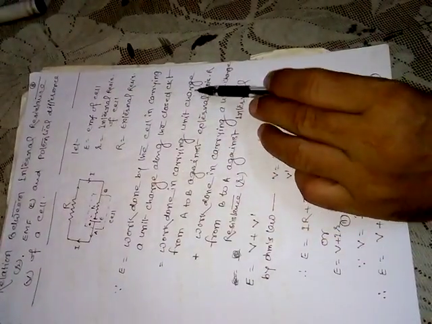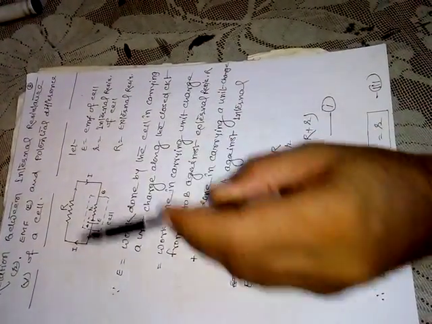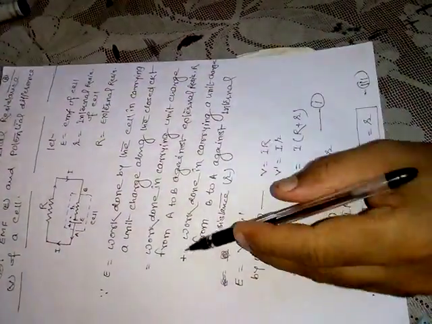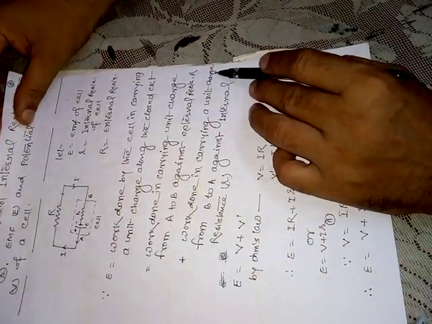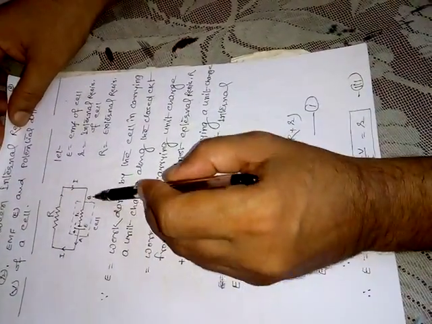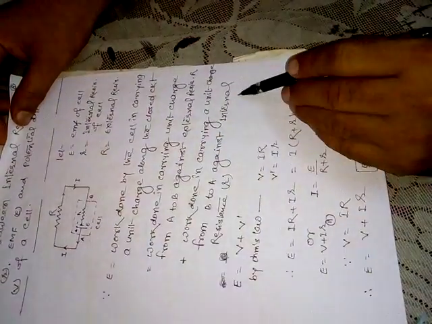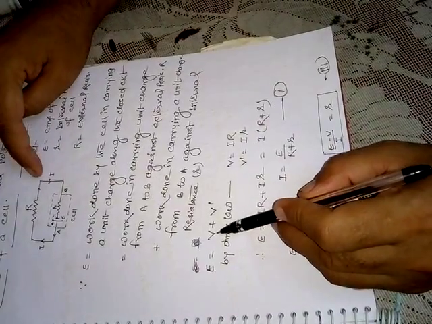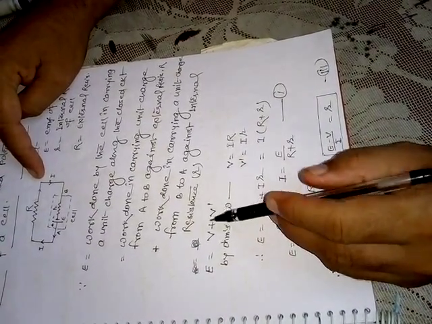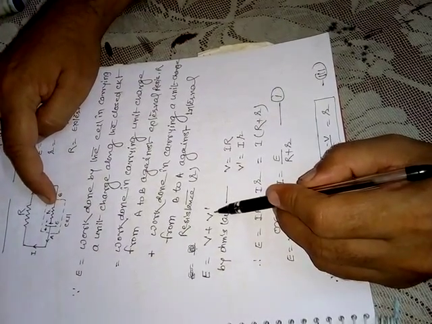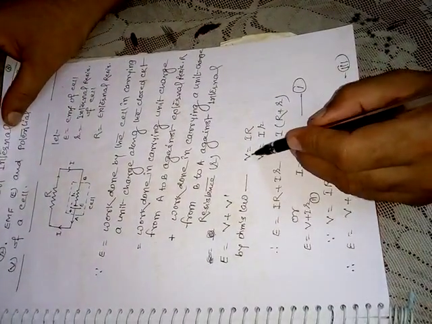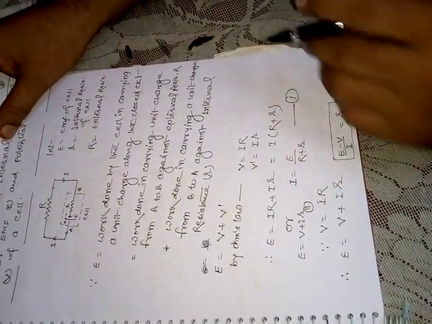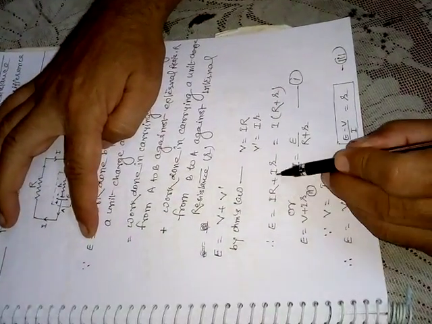It is the work done in carrying a unit charge from A to B, meaning from positive terminal to negative terminal of the cell, against external resistance capital R, plus the work done in carrying a unit positive charge from B to A, meaning through the cell against internal resistance. It means E is equal to V plus V dash: potential drop across external resistance plus potential drop across internal resistance. Correct? Now V is equal to IR by Ohm's law, and V dash is equal to I small r, where small r is the internal resistance. So net EMF becomes IR plus I small r.